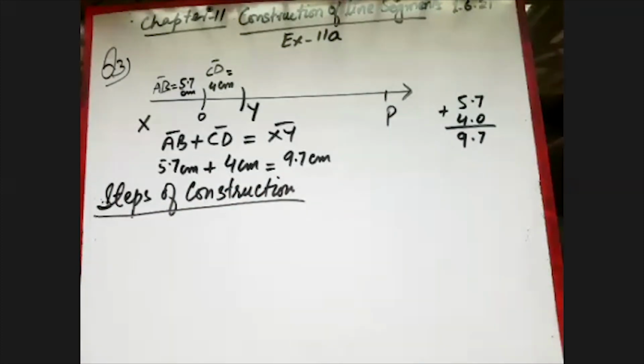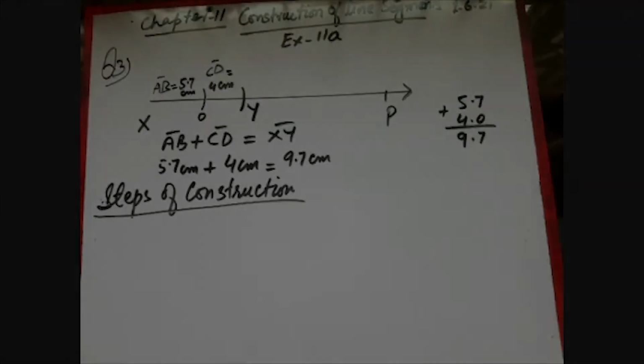I added AB to CD and get XY, which is equal to 9.7 centimeter. These are the steps of construction you can write down by yourself in your notebook. The time is running out. So if any questions, you can do the steps of construction by yourself, children. You did it in class 5 as well. So you can write down the steps of construction in your own words.